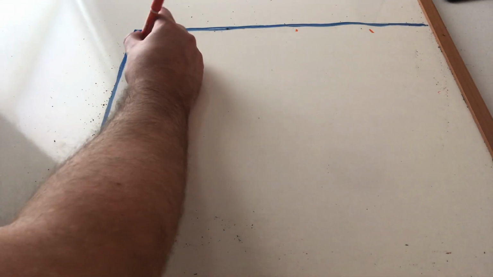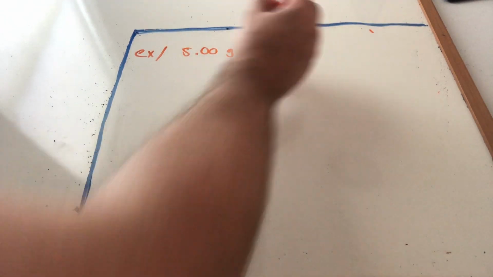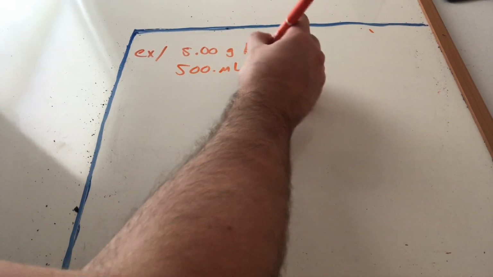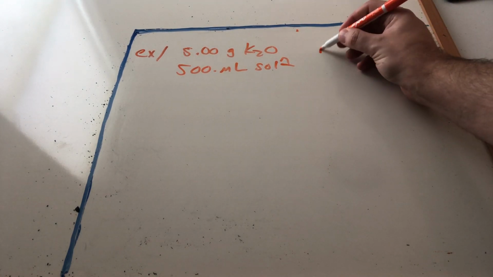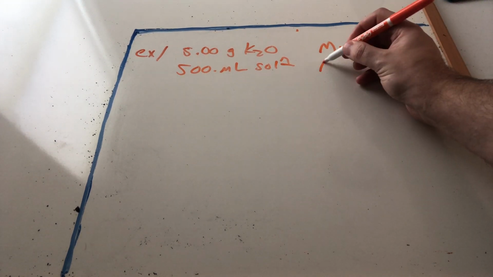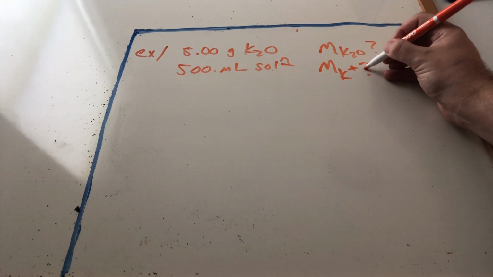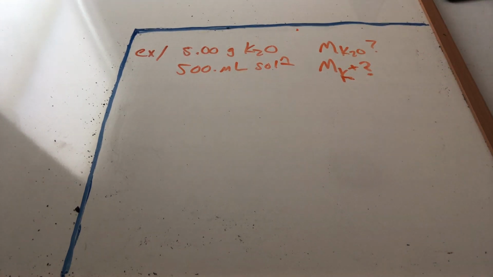So example number 1. We have 5.00 grams of K2O, and we're dissolving it in enough water to make 500 milliliters of solution. And what we're going to be asked for is what is the molarity of K2O after we do the dissolving, and then what's the molarity of K plus? Because we realize that once the dissolving occurs, it's not just full K2Os that are floating around, there's also free floating K plus in that solution.